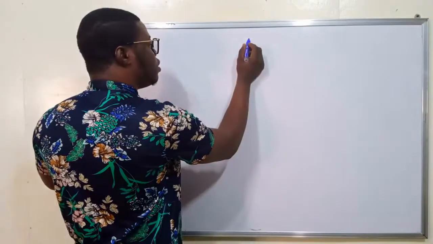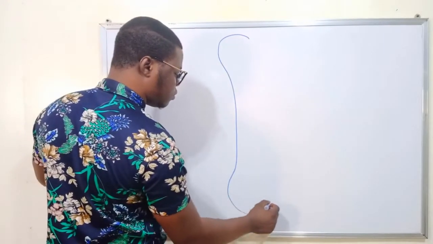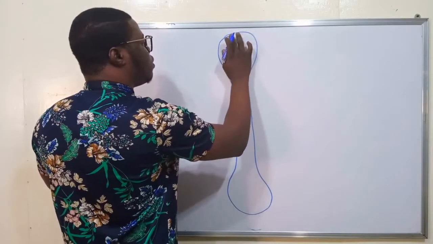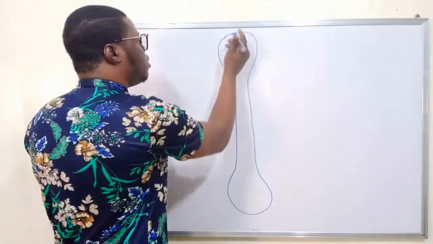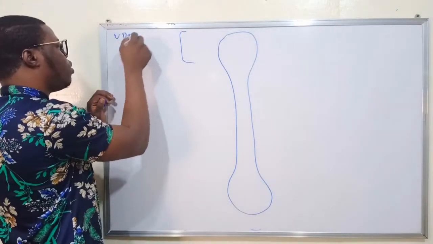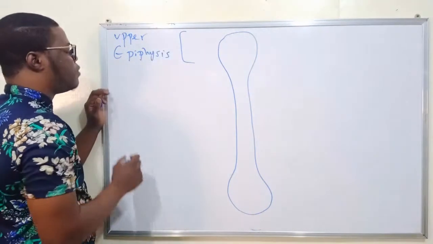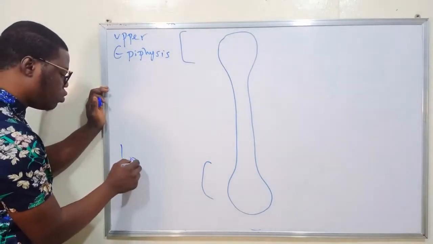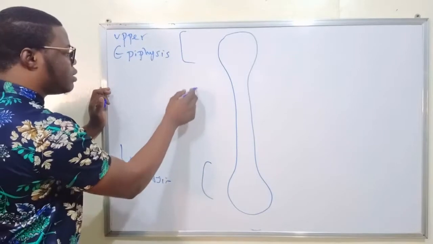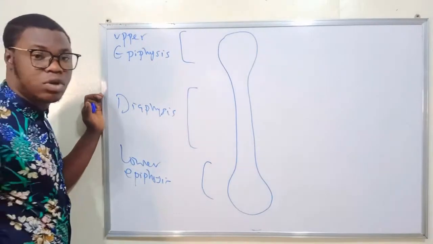Now, just the diagram of a long bone. So you start diagramming the expanded ends. So now we know that this part is the what? The upper epiphysis, and this side is the what? The lower epiphysis. And this side is what? The diaphysis. So those are the three parts of a bone, of a long bone rather.